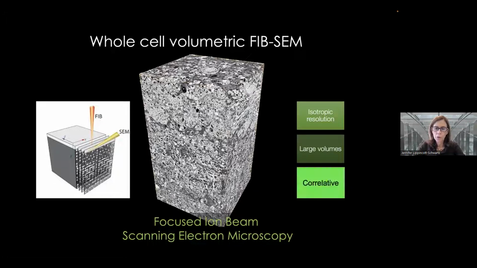But what's also exciting about this approach is that you can introduce a correlative step where, before you acquire your FIB-SEM images, you can take a snapshot of fluorescent proteins that have been introduced into your specimen, and then you can superimpose that image over your scanning EM image, and thereby get a sort of protein specificity to your image.